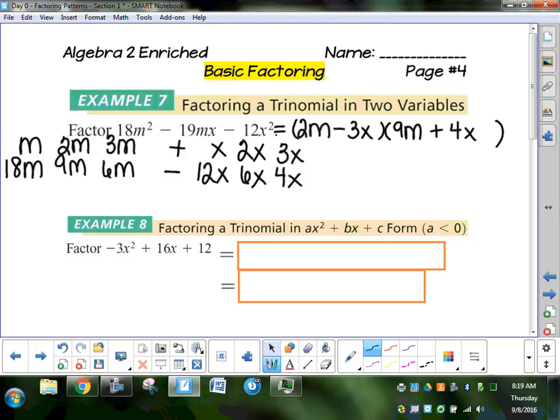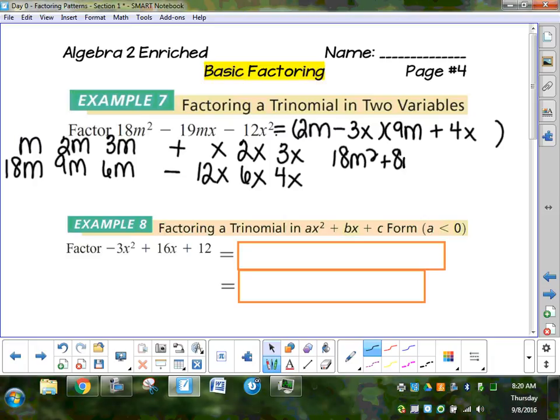So let's do this out. We've got 9 and 2, so that's 18m squared. The outside terms would give me 8. Oh, sorry. Yeah, that's 8. Outside would be mx. And then my inside would be negative 27 mx. Does that get us to where we need to go? Because what would we have? We'd have the 18, or 19, excuse me. Questions on that?